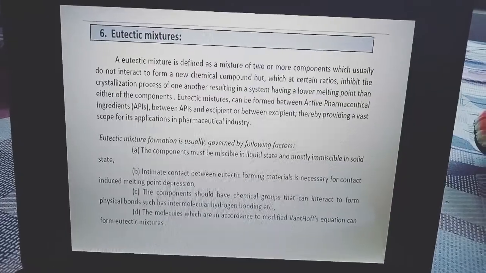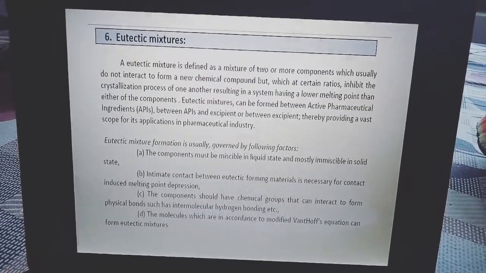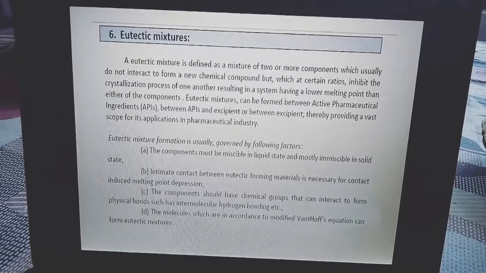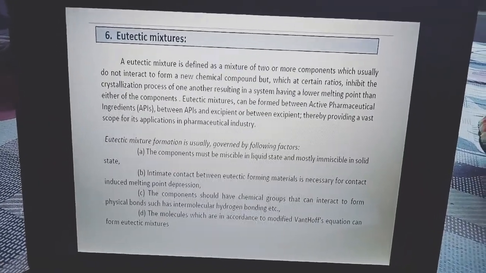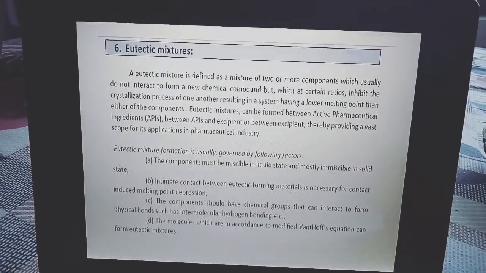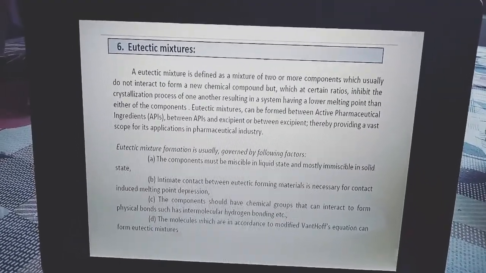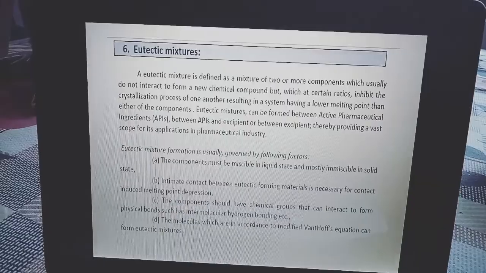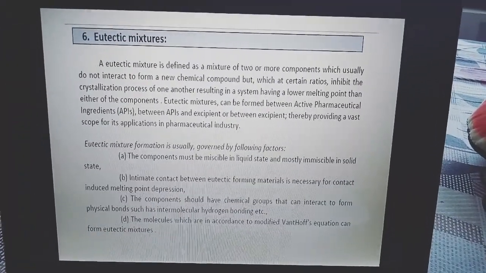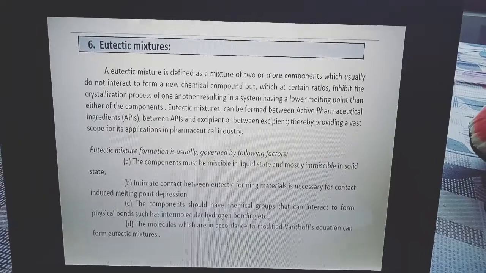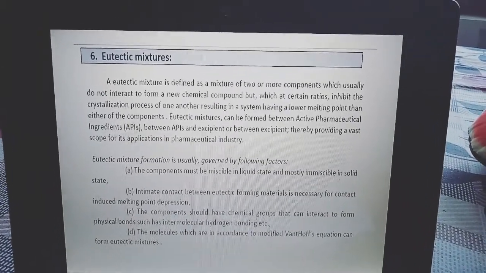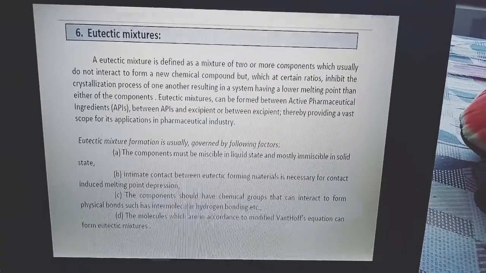I'll just explain you. For example, we take certain substances like menthol, thymol, camphor, phenol, etc. When mixed in a particular proportion, they tend to liquefy due to reduction in their respective melting points. Mixtures of such substances are known as eutectic mixtures. Eutectic is a Greek word. Eutectic means easy melting.